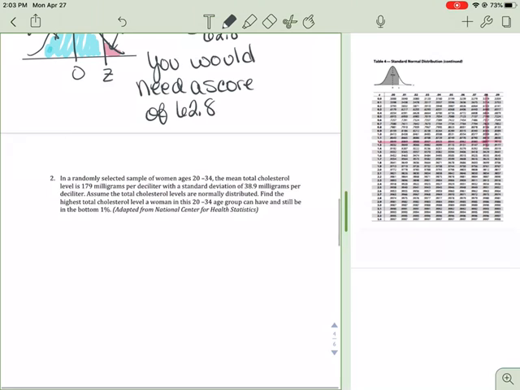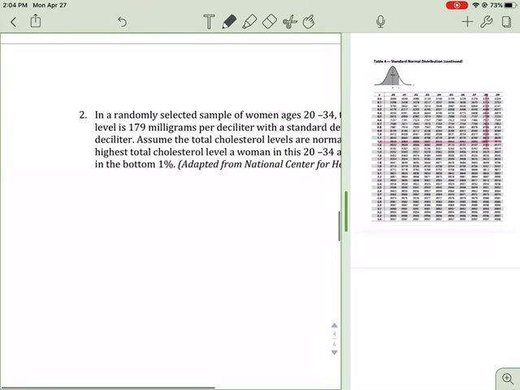All right, let's try one more. All right, a randomly selected sample of women ages 20 to 34, and the mean total cholesterol level is 179 milligrams per deciliter with a standard deviation of 38.9 milligrams per deciliter. Assuming that cholesterol levels are normally distributed, find the highest cholesterol level a woman in the age group of 20 to 34 can have and still be in the bottom 1%.